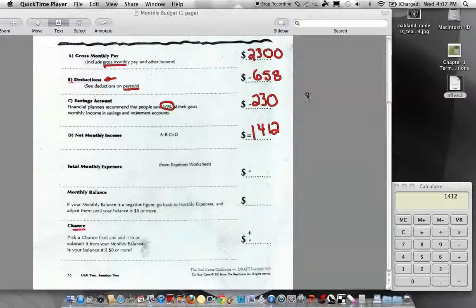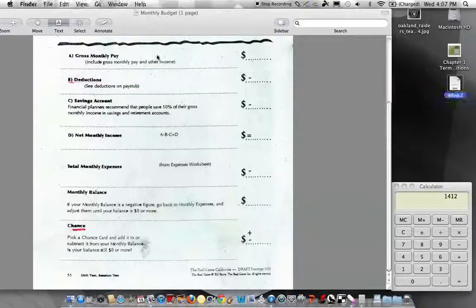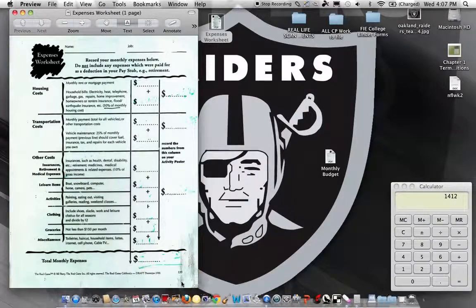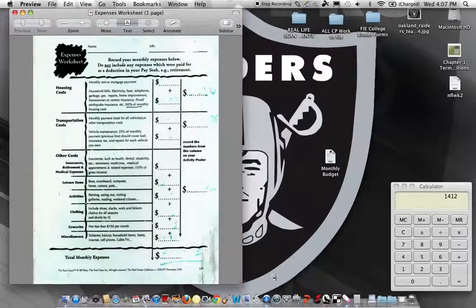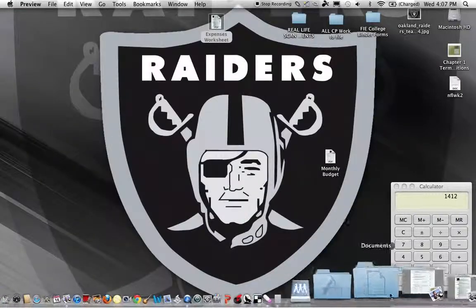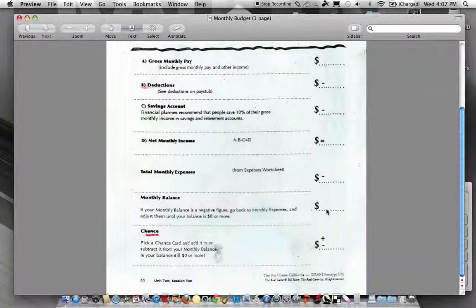Then I look at my other worksheet that I have down here, and from this worksheet you're going to look at the number that you have down at the bottom right here, this number at the end. You're going to transfer that number over to your worksheet right here in this section. So we're going to have some type of numbers up here that look something similar to this.